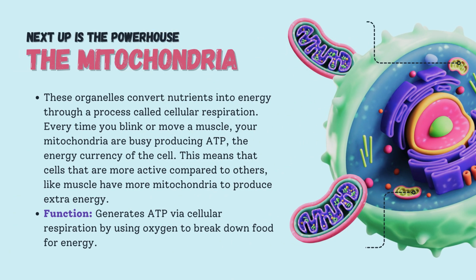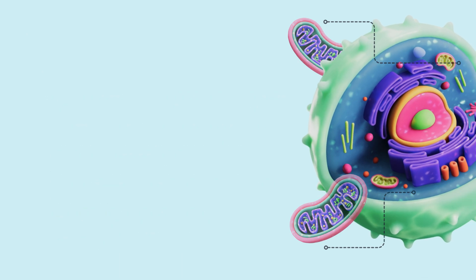Next up is the powerhouse, the mitochondria. These organelles convert nutrients into energy through a process called cellular respiration. Every time you blink or move a muscle, your mitochondria are busy producing ATP, the energy currency of the cell. This means that cells that are more active compared to others, like muscle, have more mitochondria to produce extra energy. Function: generates ATP via cellular respiration by using oxygen to break down food for energy.